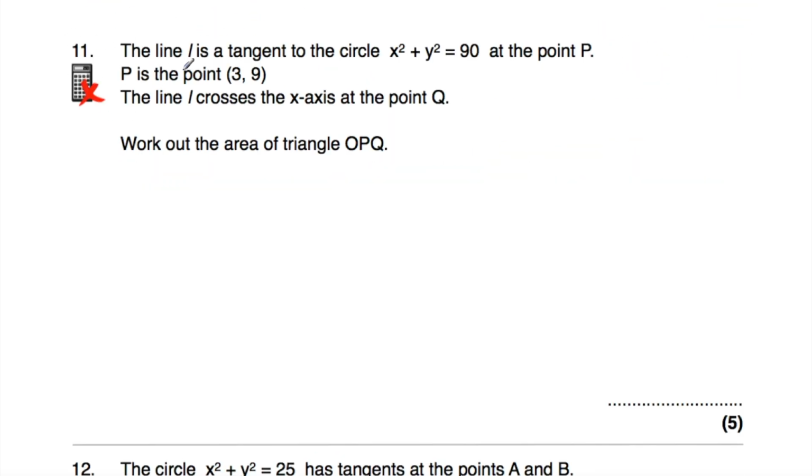So question number 11 says the line L is a tangent to the circle x squared plus y squared equals 90 at the point P. And the point P is the point (3, 9). And we're told that the line L, that's the tangent to the circle, crosses the x-axis at the point Q.